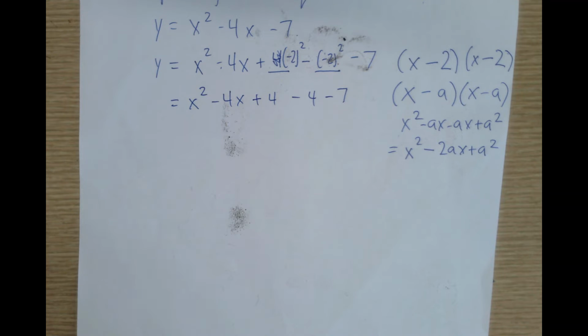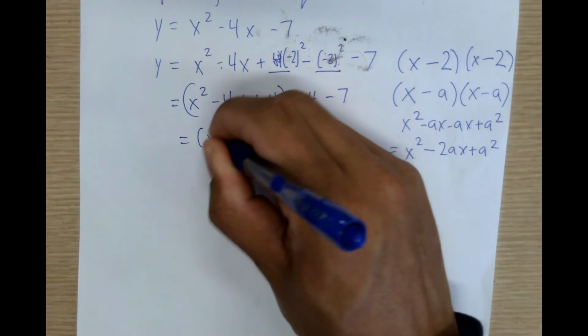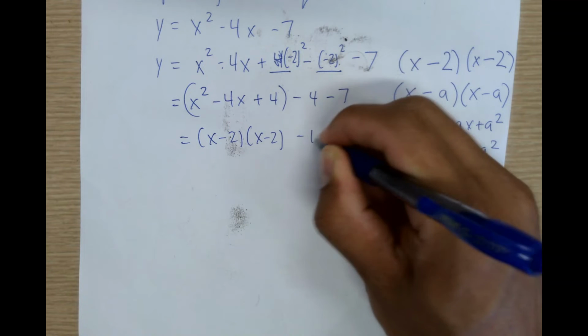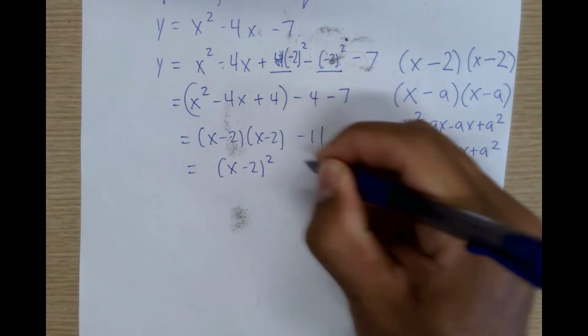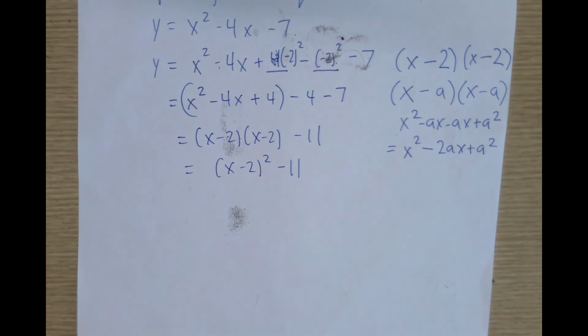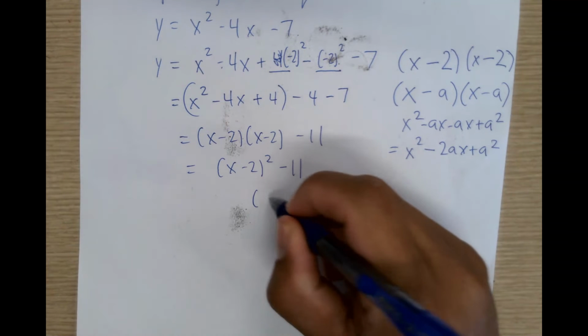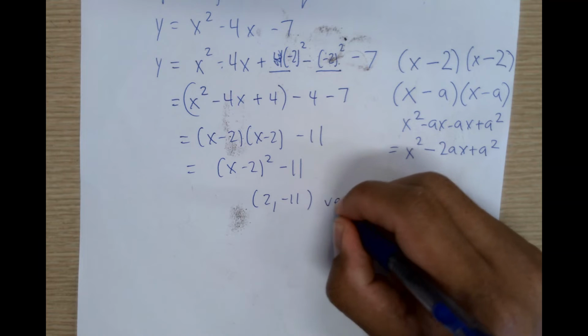And something I know is that because I'm creating a perfect square, this is going to be equal to x minus 2 times x minus 2. And this I'm just going to combine to negative 11. And this is equal to x minus 2 squared minus 11. And again, if you're not comfortable with this, we're going to do this over the next coming days. So the reason this form is so important is because this tells us our vertex. That's why it's called the vertex form. So you can easily just write this as our vertex is 2 comma negative 11.